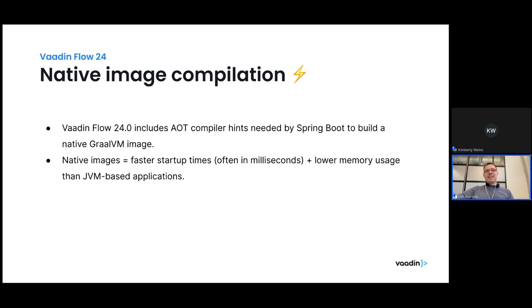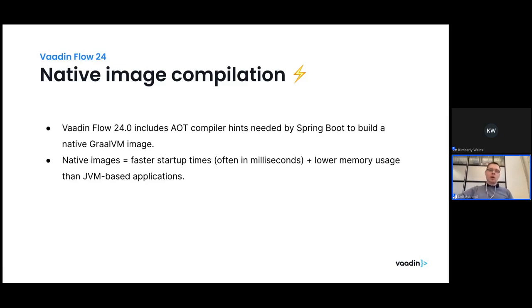But it has the drawback that it's a little bit slow to start up and it uses a bit more memory than is absolutely necessary. So what you can instead do is to build a native image, which compiles your Java application into actual native code for your CPU instead of Java bytecode. That means that it's faster to start up and it uses less memory.